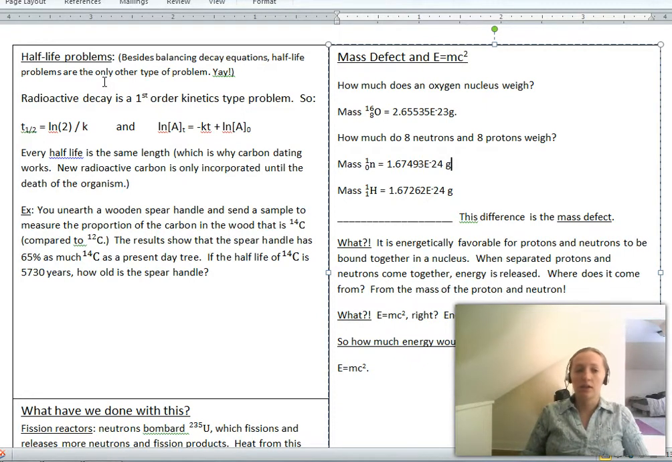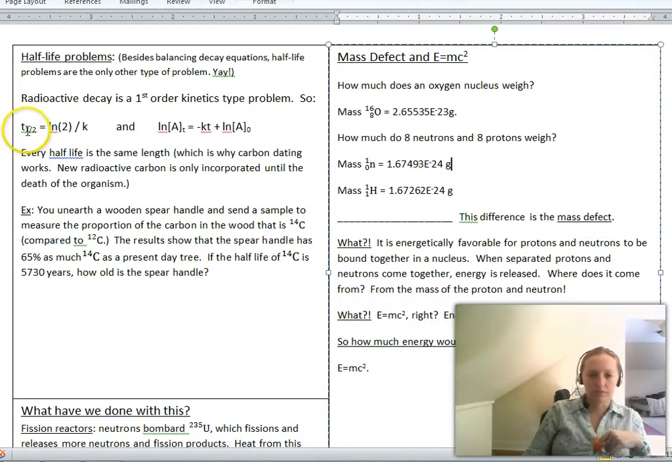when we studied kinetics, we learned how to do first-order kinetics problems, and first-order kinetics problems are the ones that have the ln of A equals negative kT plus ln of A0, and this formula here, which tells you the half-life is equal to the ln of 2, which is 0.693, divided by k. And so these two formulas used in conjunction are how you would usually calculate your k and then stick your k in here. And we're going to do a problem like that in a minute.